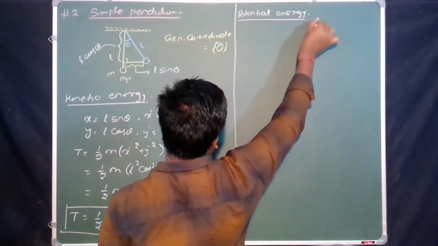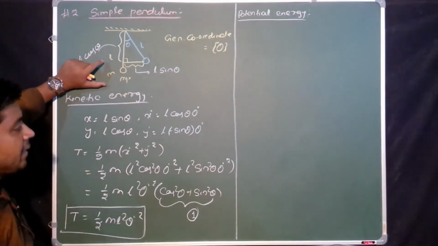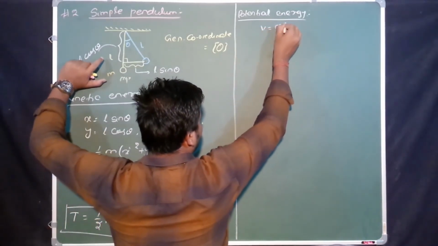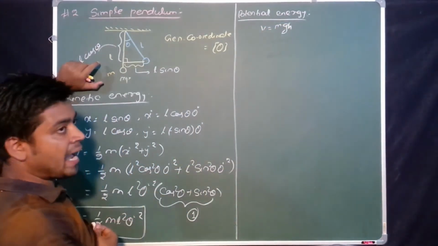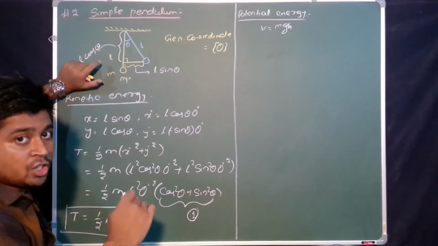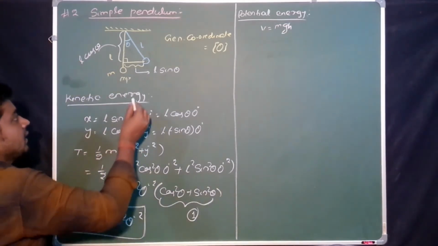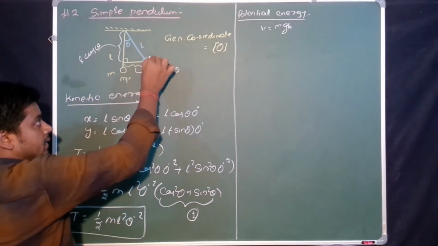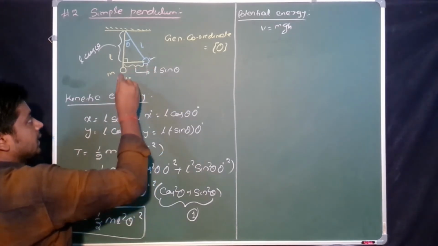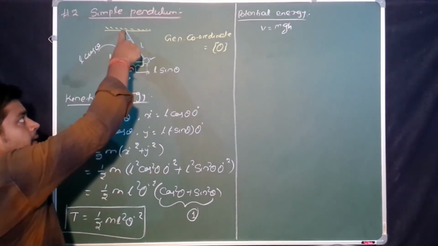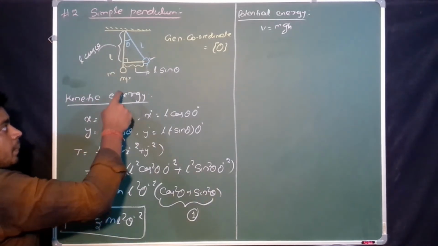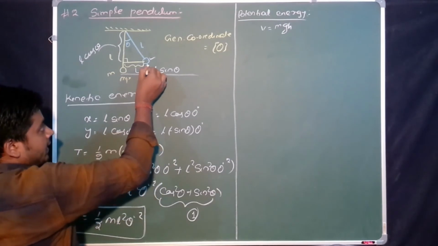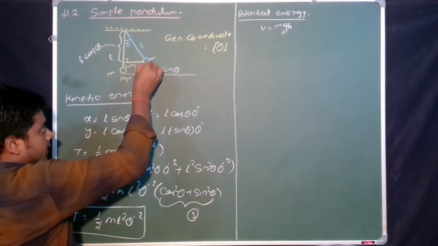Just see this diagram carefully. This is under the gravitational potential. Yes or no? And the formula for gravitational potential is V equal to mgh. h is the height of the bob, or height of the body from the surface of the earth. Okay, just see here. This is the height of the body in this position. Just see, this total length is L. If this is the surface, we have to find this height.